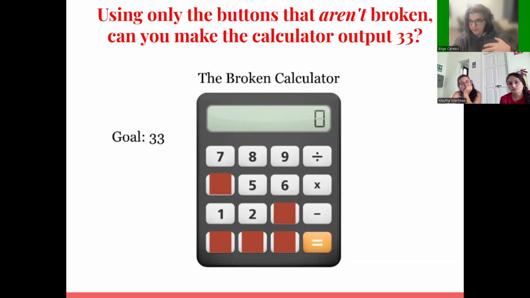11 multiplied by 3 is 33. Another one could be 66 divided by 2, 33. Or 99 minus 66 is 33. Or 88 minus 55 equals 33.